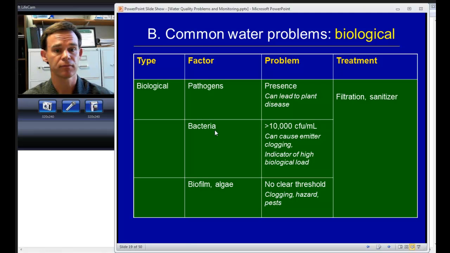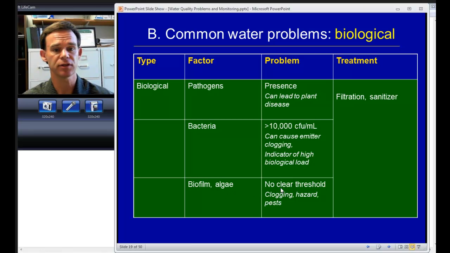Bacterial levels. Well, a guideline is if you have in every 1 milliliter, which is a cubic centimeter of water, more than 10,000 colony-forming units, so 10,000 bacteria that are going to form colonies, then we tend to see problems of clogging of emitters, and it's an indicator of high biological load. So you can also use bacteria counts before and after a water treatment to see whether that water treatment is working.